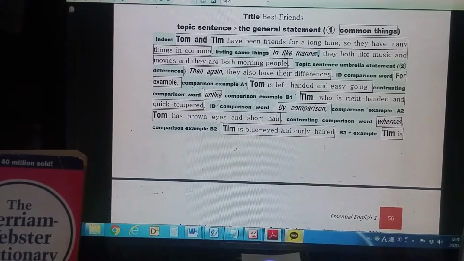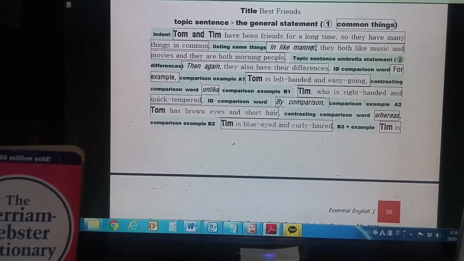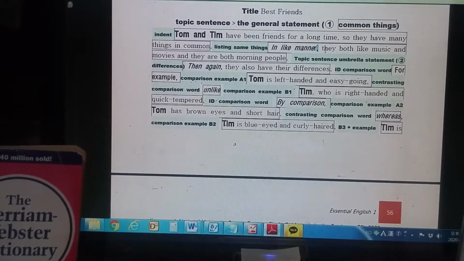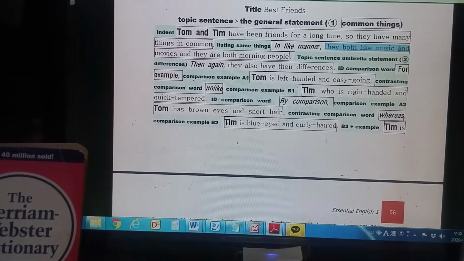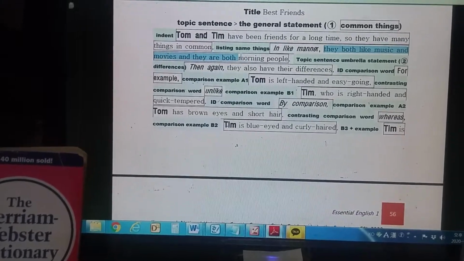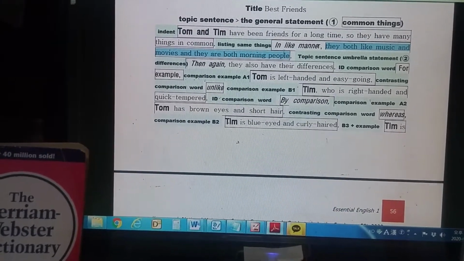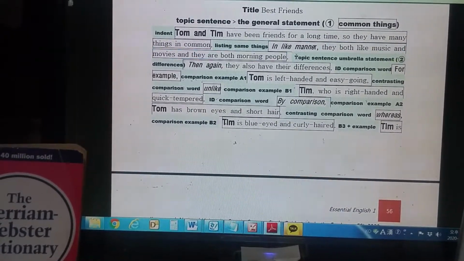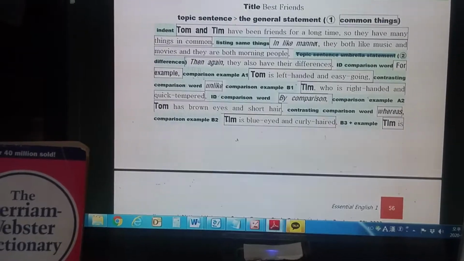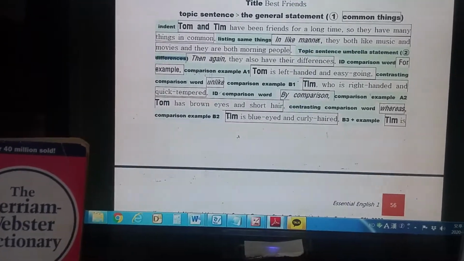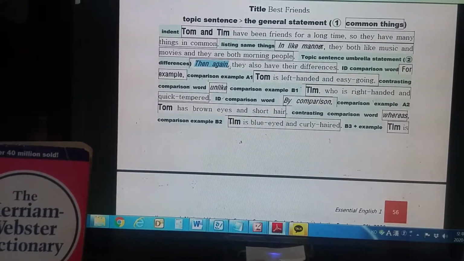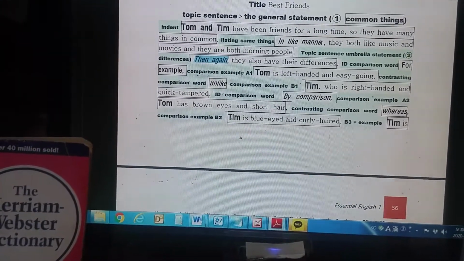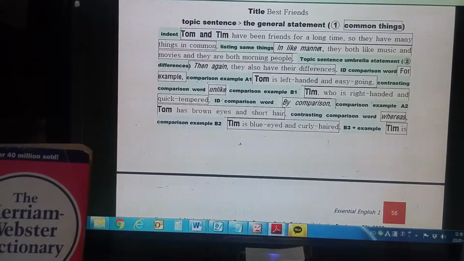All right. You put this in place. In like manner, they both like music and movies, and they are both morning people. Okay, then you have a topic sentence, an umbrella statement again, for the differences. They also have their differences.